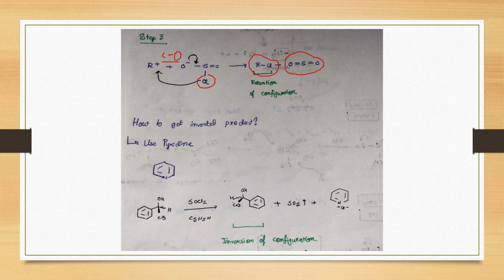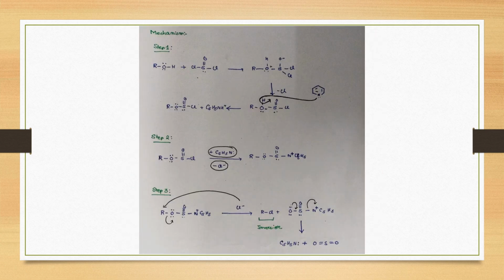Now, sometimes we might need to get an inverted product. In that case, we can use pyridine. Pyridine is an example of a solvent which, when used, gives an inversion of the configuration, as we can see here. We will get an enantiomer. Let us see the mechanism of how pyridine is responsible for forming an inverted product.